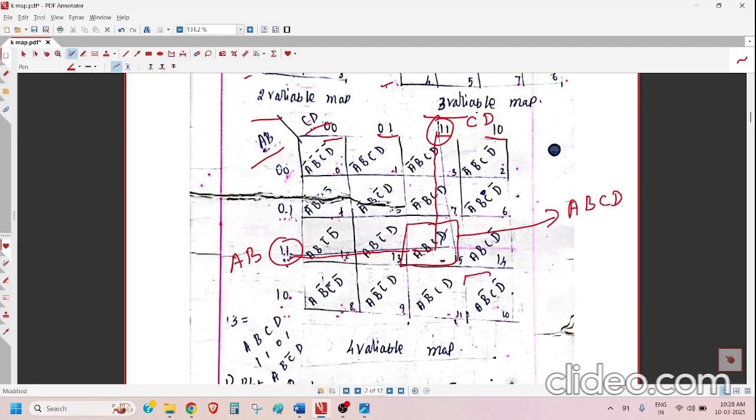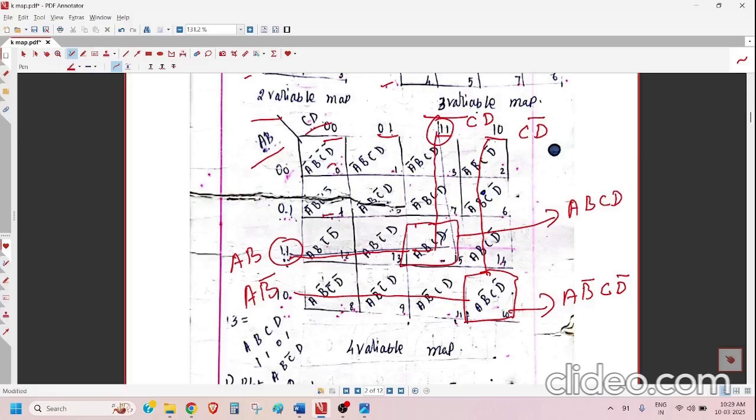For example, if you want to write this one, it is very simple. What about the input of this block? This one and then this one, right? What is the input of this one? That is AB 1 0. 1 0 means A into B bar. And what about this? C into D bar. So the answer for this is A into B bar and C into D bar. That is the answer. So this is how you have to draw the skeleton of the K map. And one more important thing, inside every square you have to write the numbers.